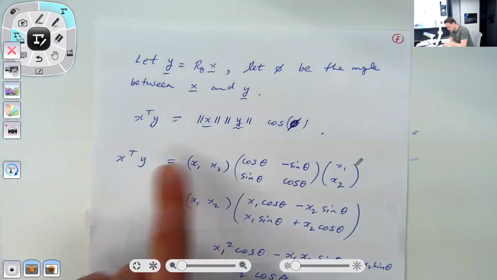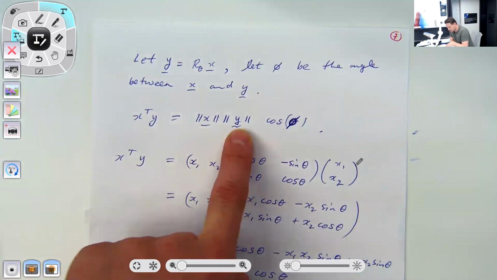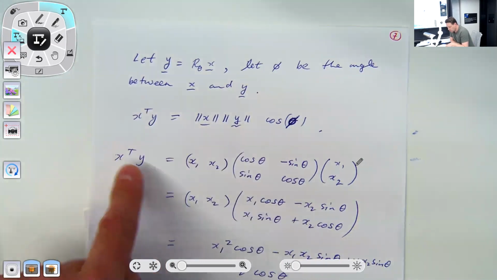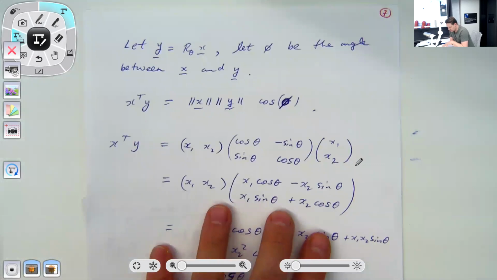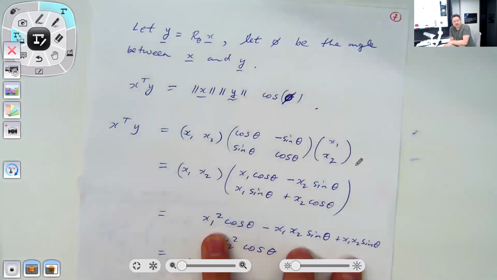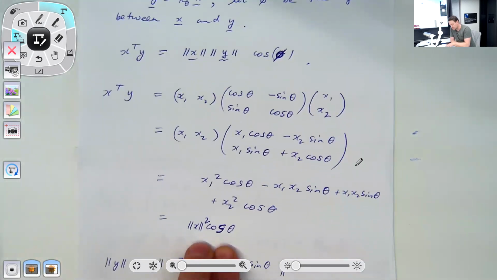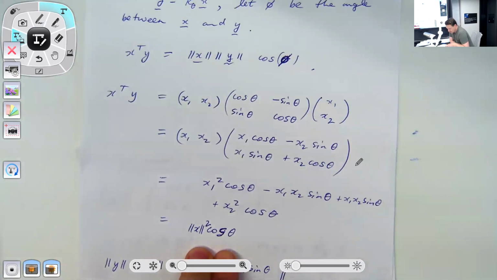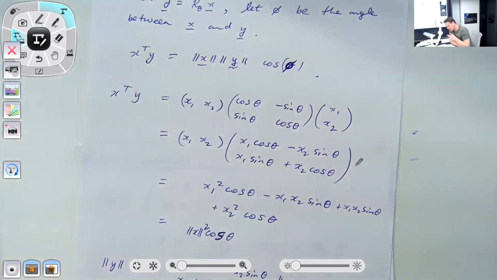Now the y, remember, was r theta x, but let's start with this one. X transpose y: there's our x transpose, here's our y. Then we multiply it out and simplify, and we can see that a couple of terms cancel. We end up with x1 squared cos theta plus x2 squared cos theta, and that's just the norm of x squared times cos theta.